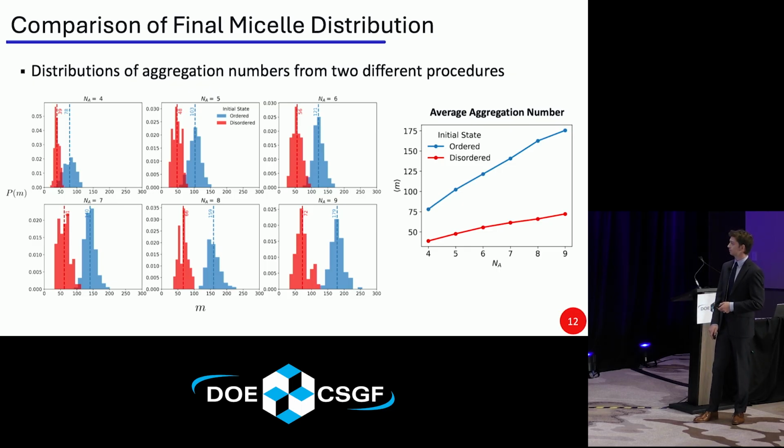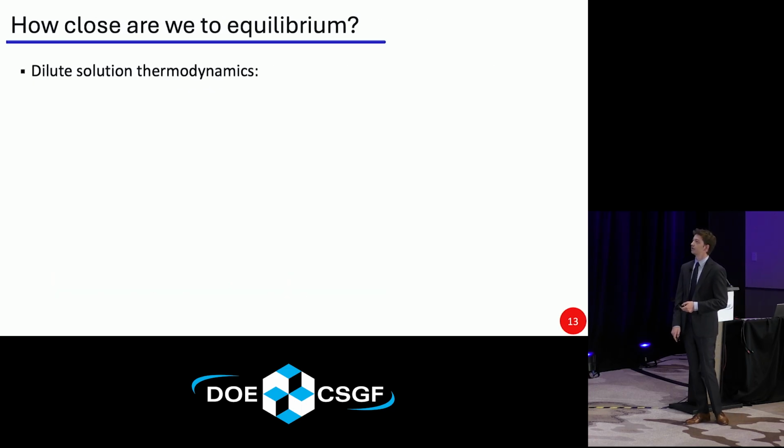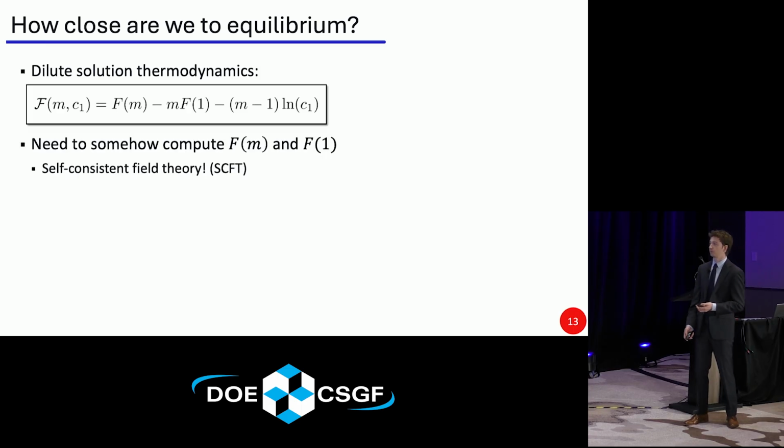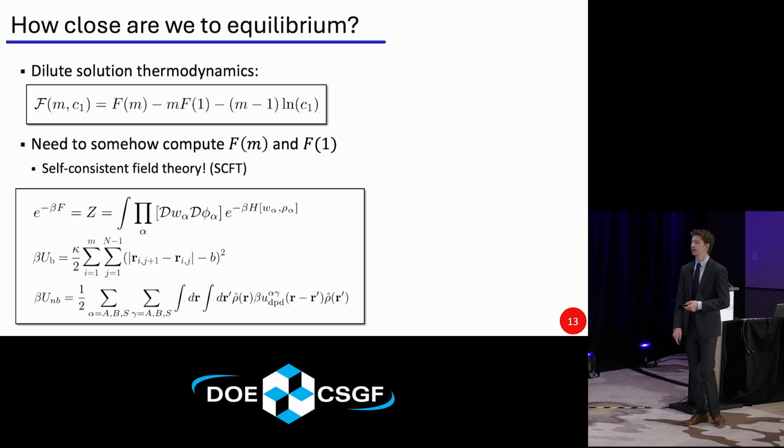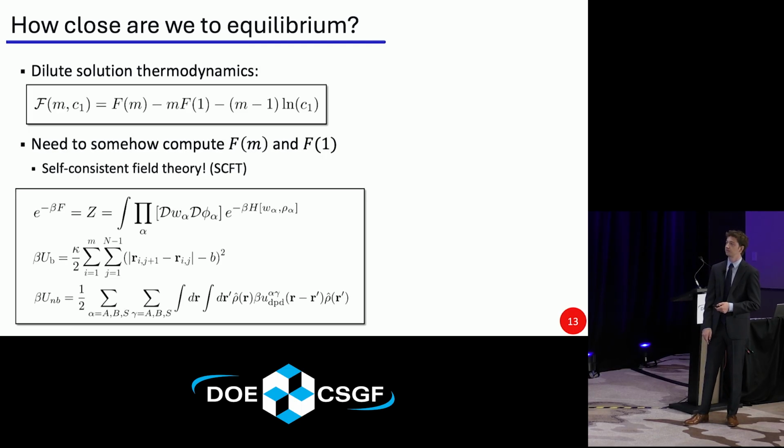And so if I plot the average aggregation number of the micelles I get from the two different methods, we see that the micelles starting from the ordered thin film state are on average 2 times or greater than the micelles from the other state. And we wanted to see if this was close to equilibrium or not, so we had to appeal to statistical mechanics and use something called polymer self-consistent field theory.